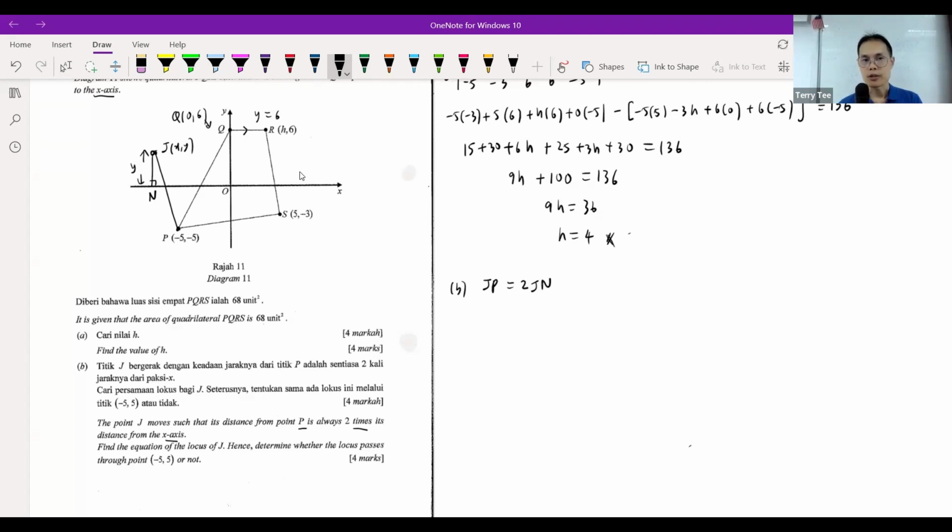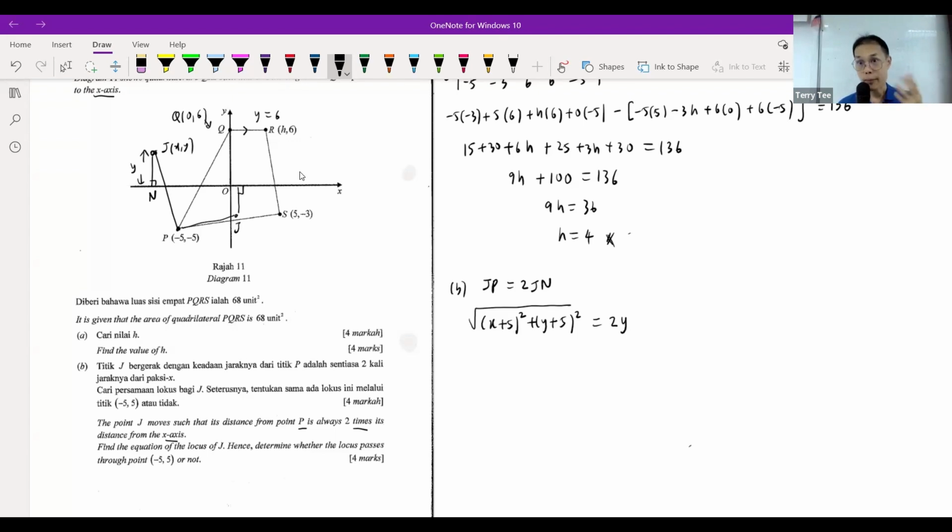Now, JP, we can use the formula for distance, right? Which is the square root of (x minus minus 5), so x plus 5 squared, plus (y minus minus 5), y plus 5 squared, is twice the distance of JN. JN, like I say, is just y. We don't know exactly where the position of J is. It's a moving point. It can be anywhere, right? Maybe I just show you, J could be here. The distance from here is twice the distance from the x-axis, right? So we can just leave it like this.